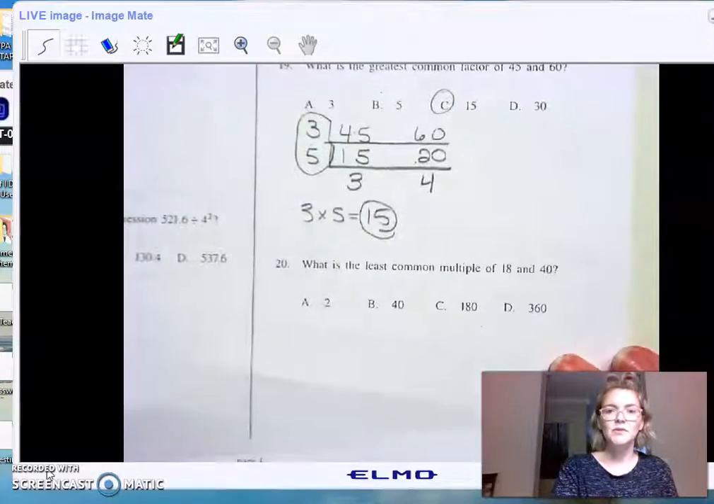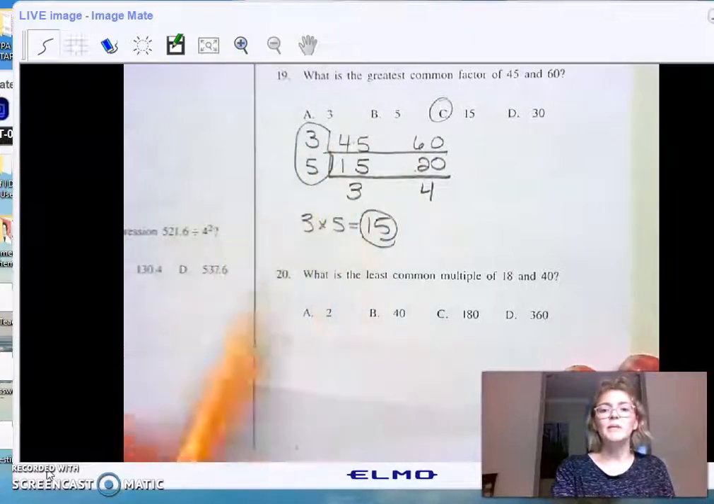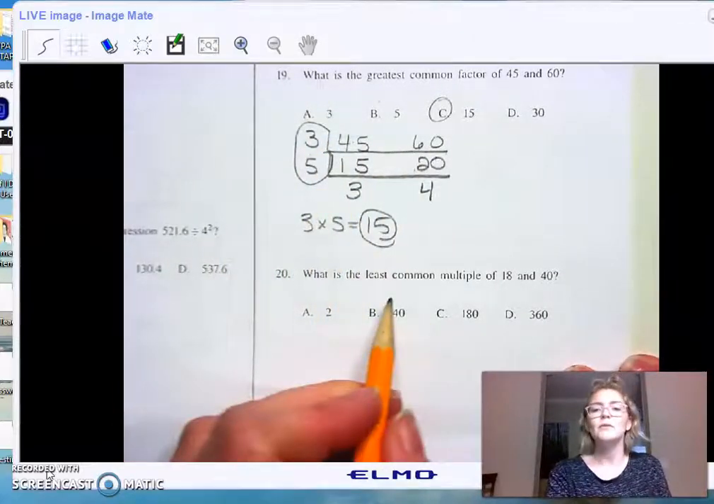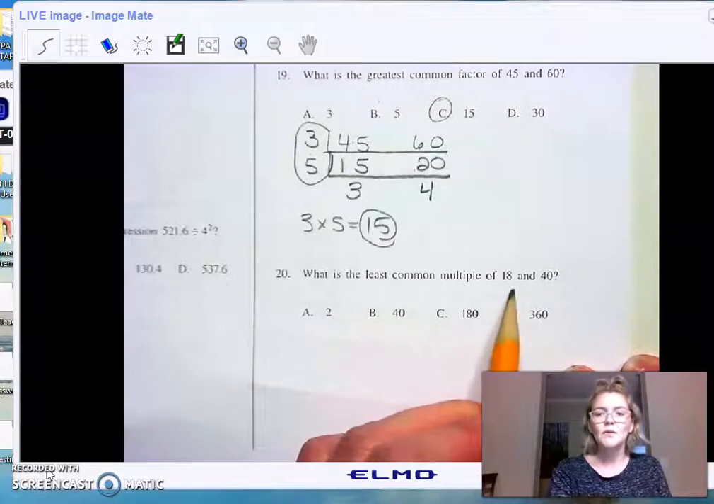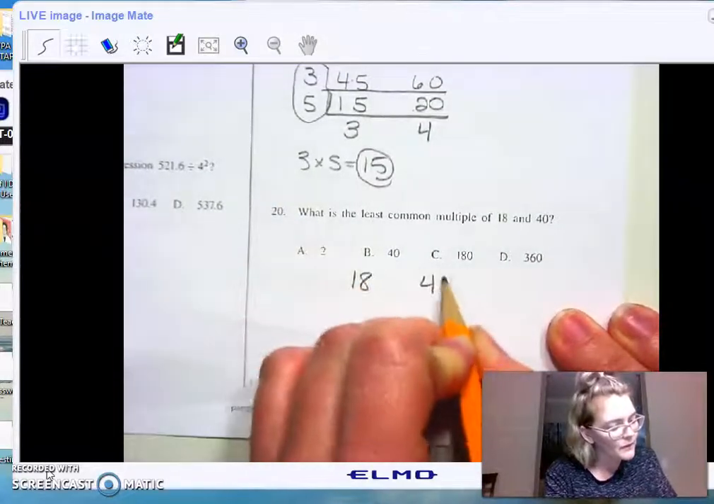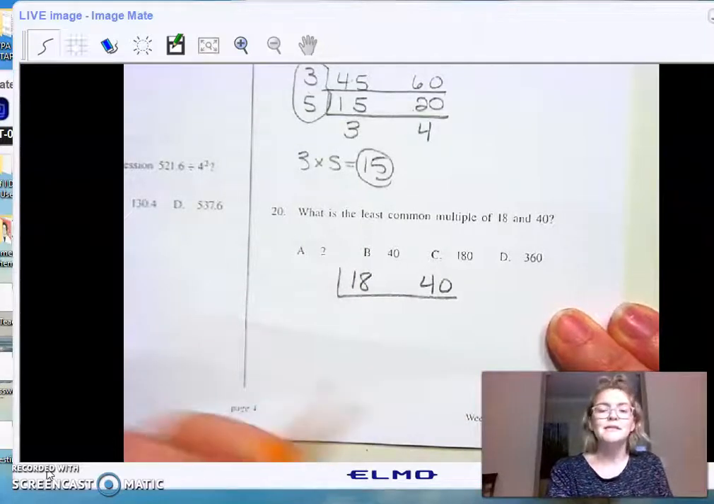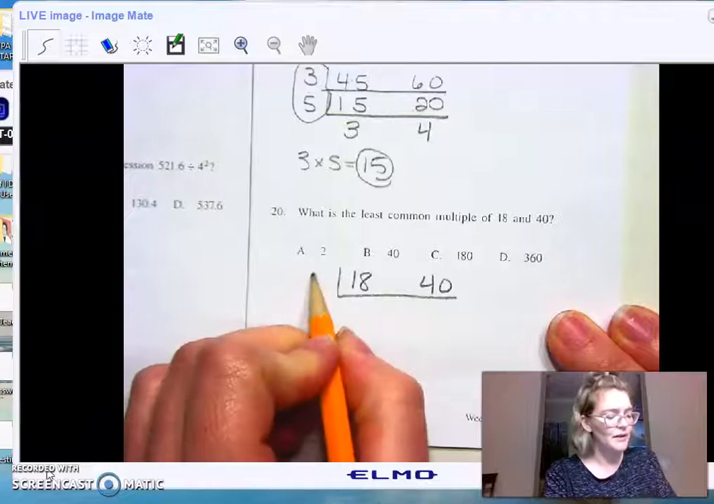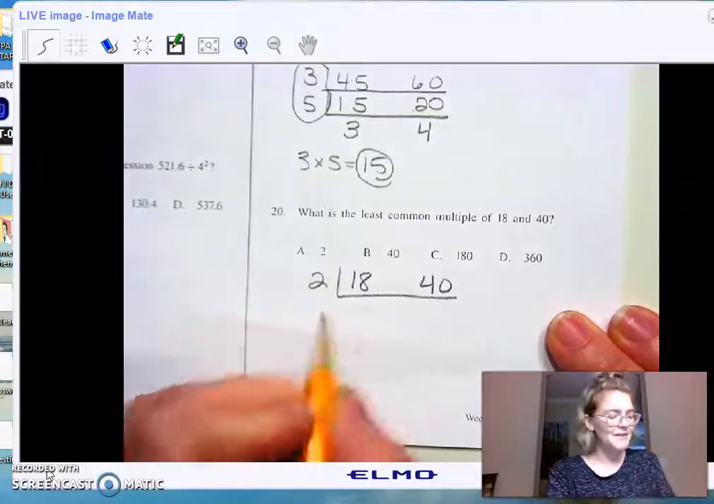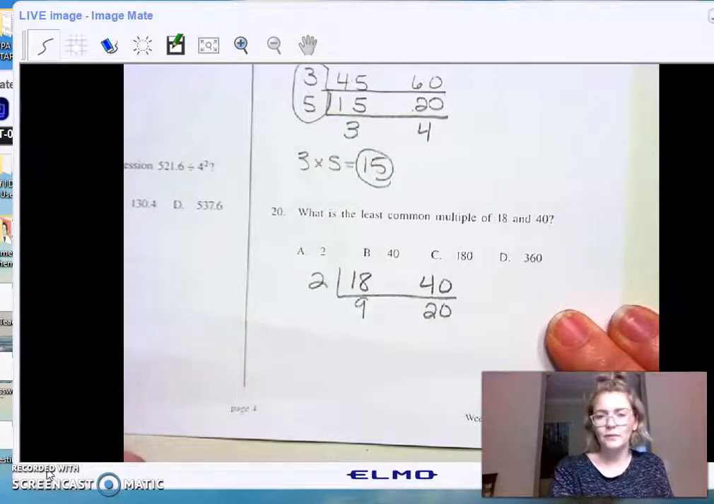Now, the last one, number 20, is the same kind of principle. We're going to set it up the same way, but then I'll show you how to find the least common multiple using the upside down birthday cake. So we have 18 and 40. Okay, and then we start with 2. Yes, they share a common factor of 2. They're both even. 2 times 9 gets me to 18, and 2 times 20 gets me to 40.